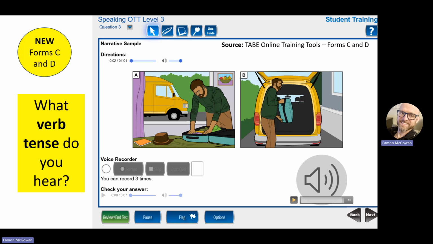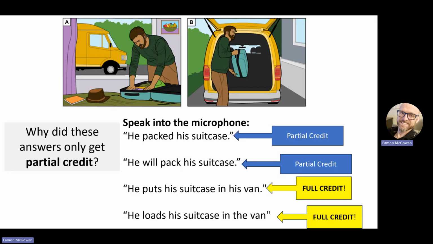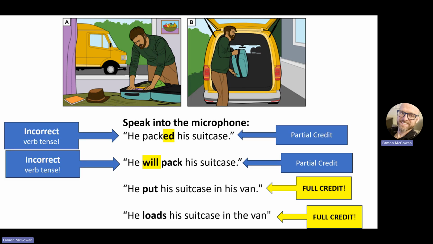So what verb tense do you hear in that? Simple present. And you can play again. You can pause right after those verbs so the students hear it. Show them some sample answers. Ask the students, why did those first two only get partial credit? Think, pair, share. And then, of course, explain to them that those were the incorrect verb tenses. You need to answer with the same verb tense as the instructions or the question.